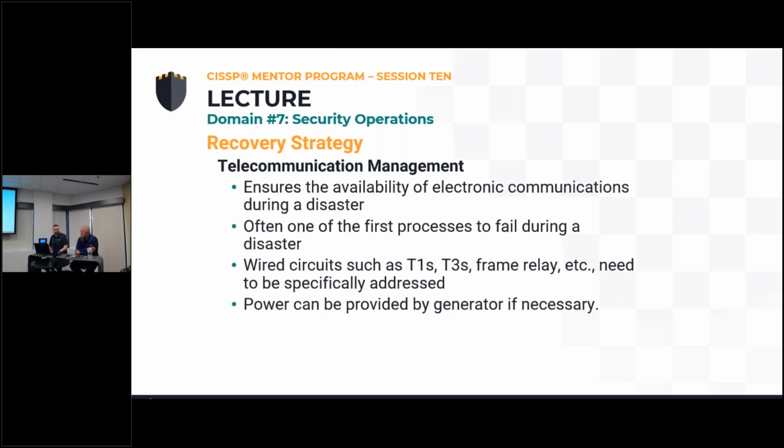Fuel for your generator. Yeah, that's a little bit important if it runs out. Telecom management: what are we doing for our connectivity, phones or network? We can run a generator, that's fine. We just need to have a strategy around it.